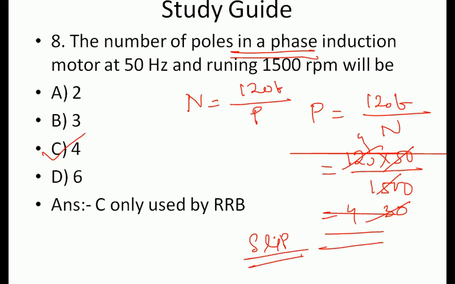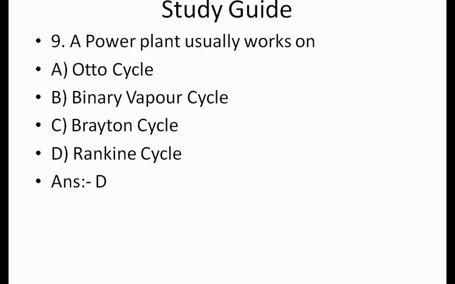Okay, a power plant usually works on which cycle? Otto cycle, binary vapor cycle, Brayton cycle, or Rankine cycle? Okay, a modern thermal power plant works on the Rankine cycle. Option D, and you should remember this answer.